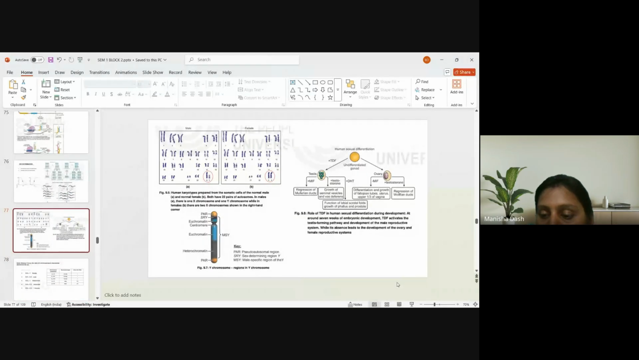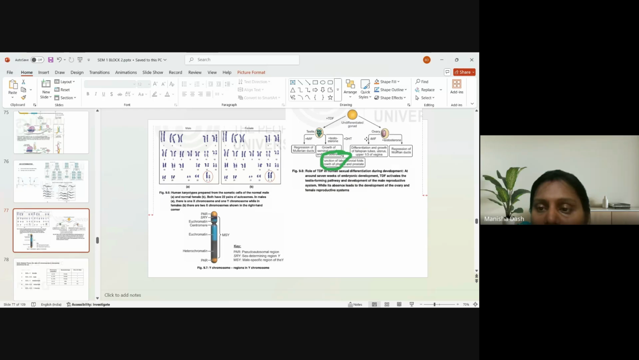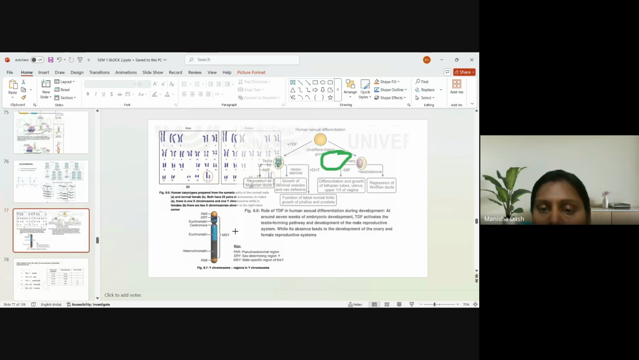In the case of humans, as I already told, the X and Y allosomes are responsible for the determination of sex. Particularly, the Y chromosome is associated with maleness. It has a specific region called SRY, the sex determining region on the Y chromosome. That is responsible for producing a factor called the testis determining factor, which is a transcription factor highly essential to determine the sex of the individual. During embryonic development itself, the sex is determined.